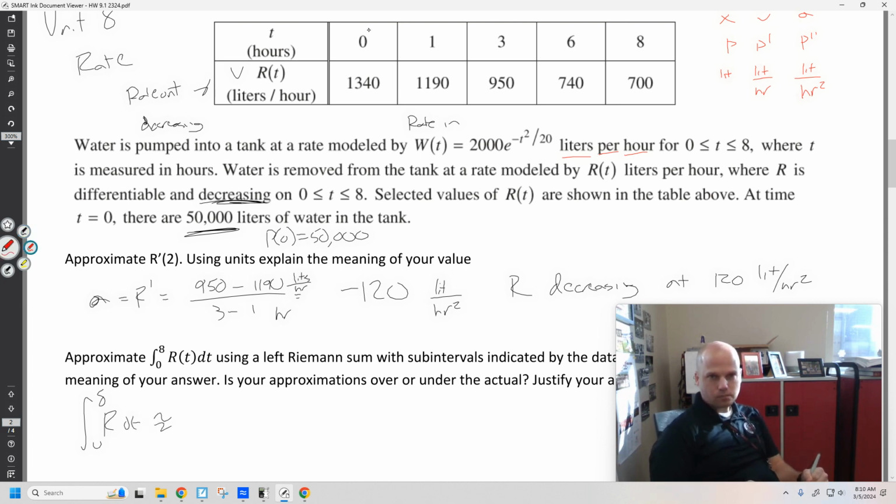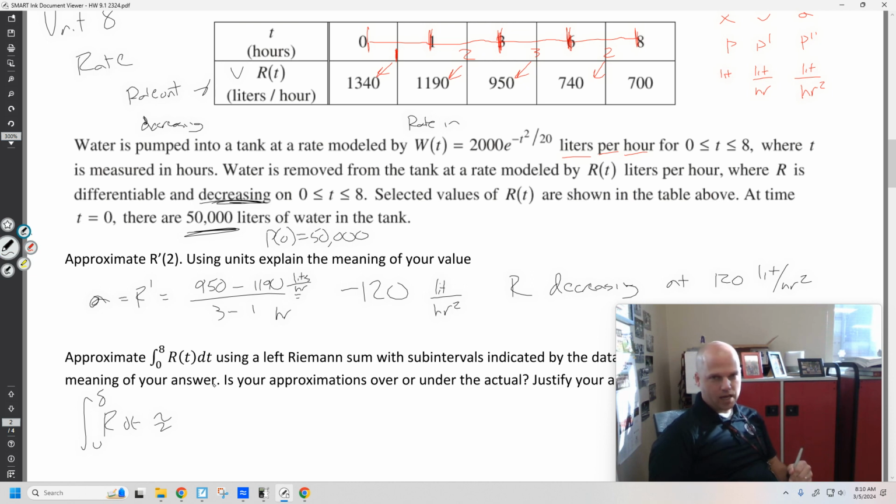Here we go. 0 to 1, the base length is 1. I'm going to use 1340. 1 to 3, the base length is 2. I'm going to use 1190. 3 to 6, the base length is 3. I'm going to use 950. 6 to 8, the base length is 2. I'm going to use 740.